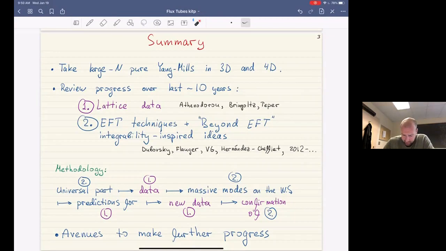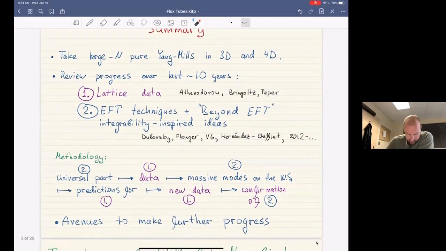And then basically in the first part of the talk, I will review some progress that happened over the last 10 years or so due to the following things. The first is the very precise lattice data simulated by Athenodorou, Bringoltz and Teper, and then more recently by papers by Andreas and Mike. Almost all the data I will be referring to is from their simulations, and I will not reference particular papers, but Andreas already gave a talk where you can find all the more detailed references. And then our contribution, of me and my friends, was basically using effective field theory techniques plus some things beyond effective field theory that were largely inspired by integrability, and I will try to explain what I mean by this.